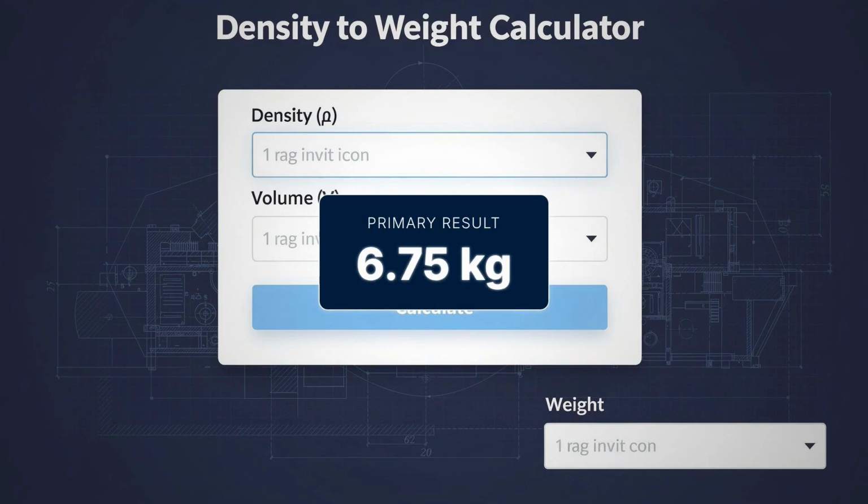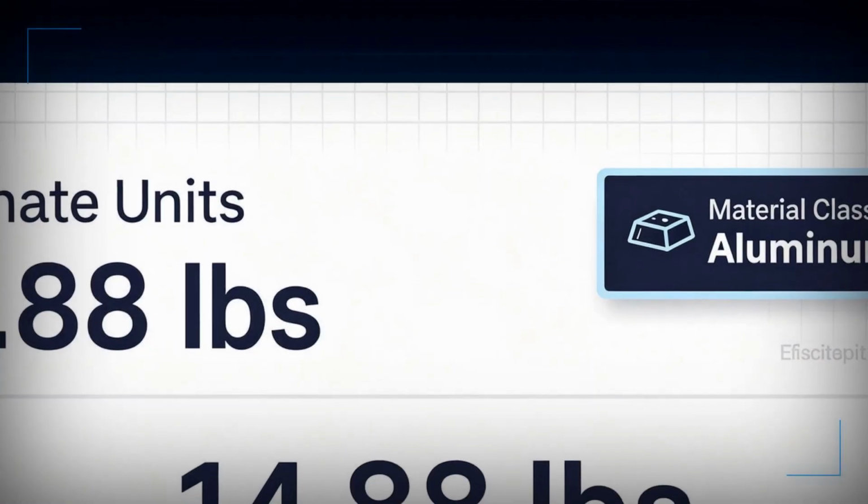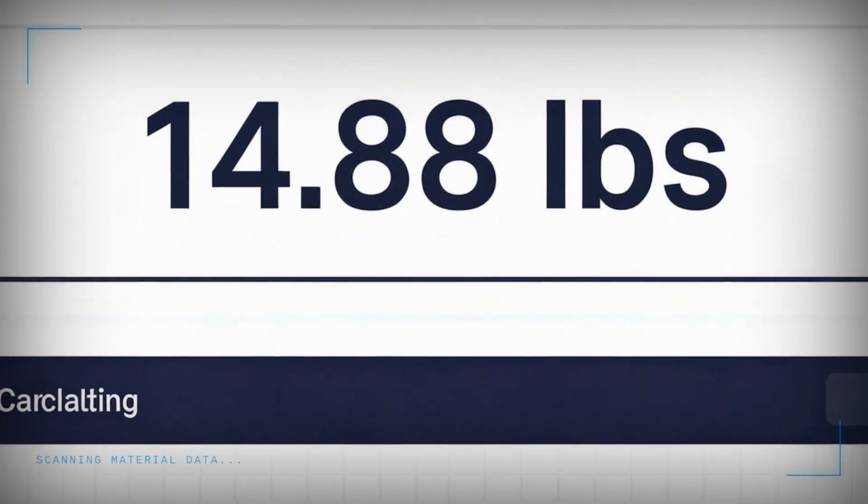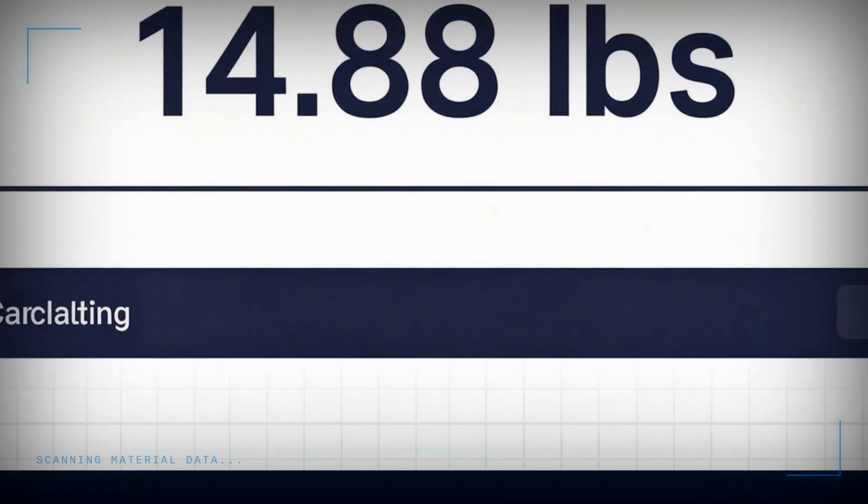The input summary confirms our entered values. Alternate units provides conversions, here showing 14.88 pounds. The material classification helps verify we're in the right range for aluminum.